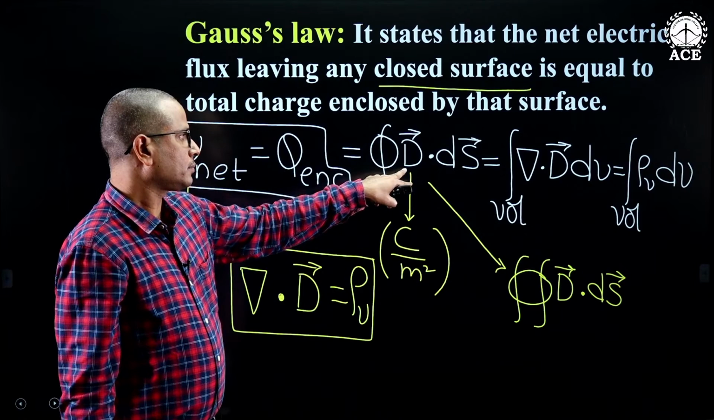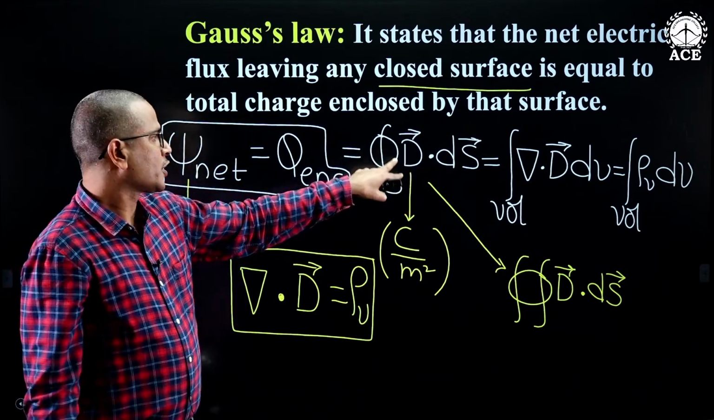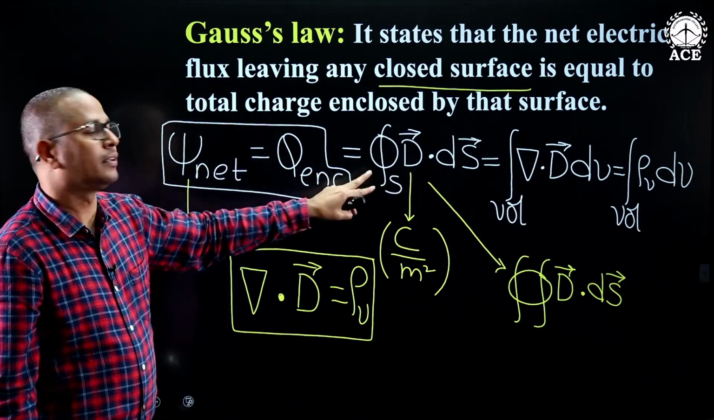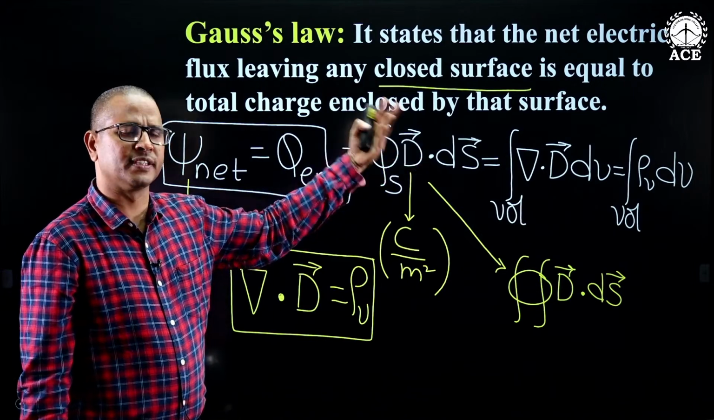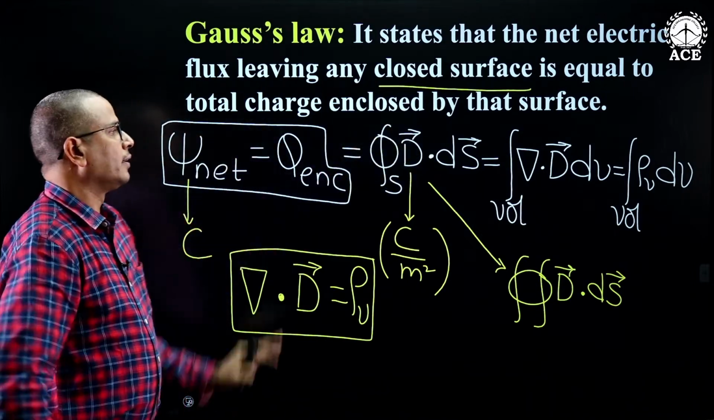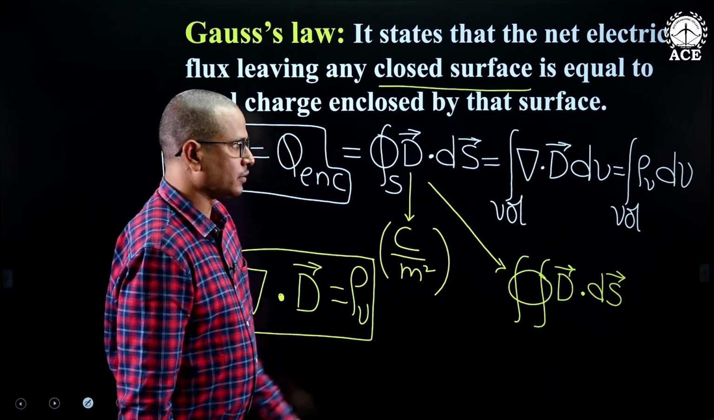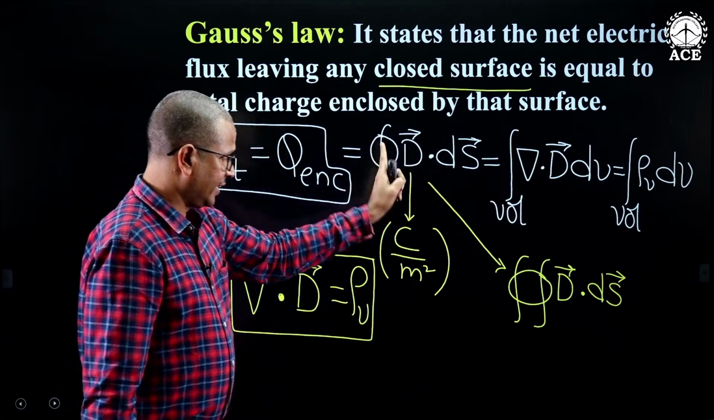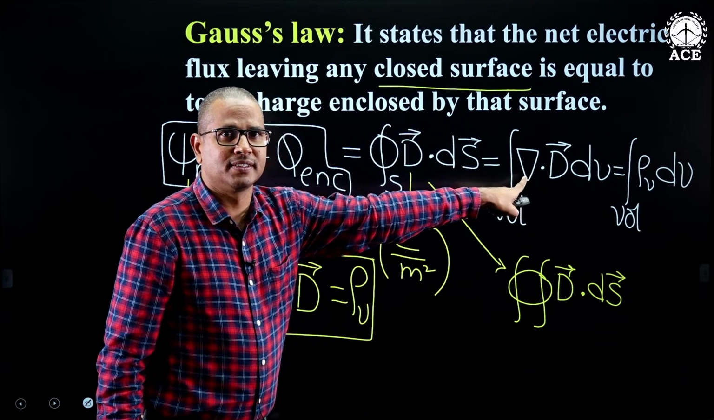Or by giving D bar, they'll ask us to compute the net flux leaving the region bounded by a cube or a cylinder or a sphere, anything they can give. I'll give you that example later. Or else, the same can be solved by using the divergence theorem.